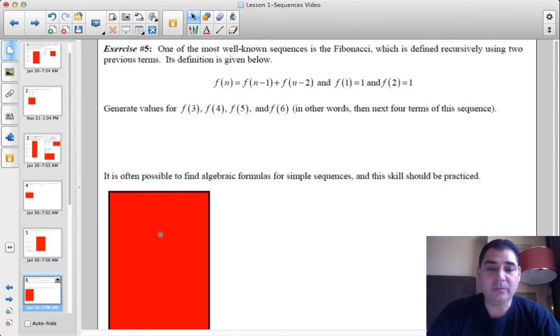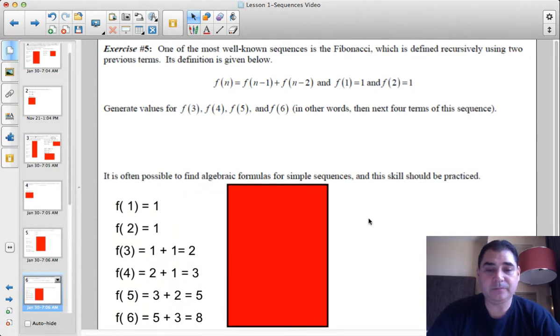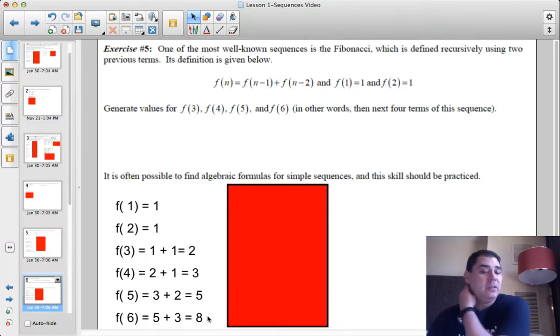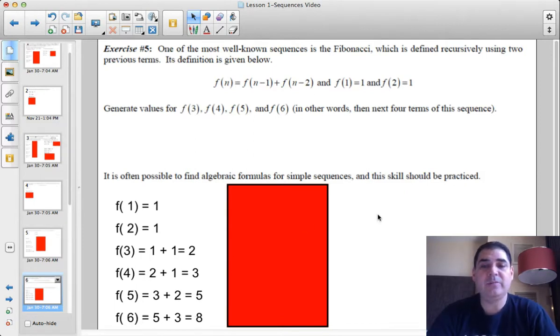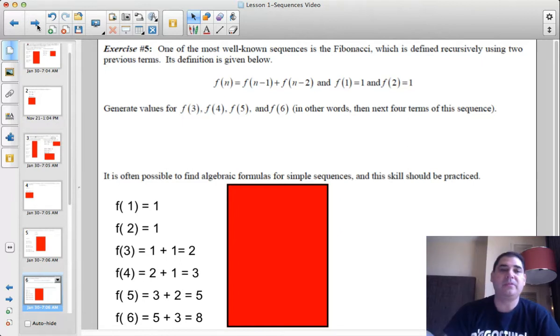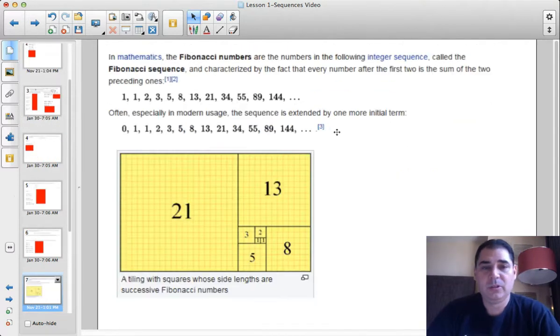All right, so I'm just going to show you what I did here. Here are the first 2 terms. If I want the third term, you just add these 2 together, you get 2. Now if I want the fourth term, I need to add 2 and 1, which is 3. If I want the fifth term, you add 3 and 2, which is 5. And if you want the sixth term, you add 5 and 3, which gives you 8. So take the 2 previous terms and add them. Definitely one of the most famous sequences. It's used pretty much in a lot of different cases.